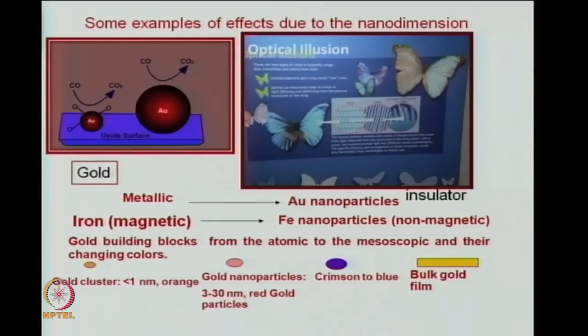You can also see optical effects. For example, if you look at this butterfly, it has blue color as well as brown color on its wing, and the color actually changes because there are some nanostructures on the wings of these butterflies. Now, these nanostructures interact with light in a manner such that if you change the dimension of the nanostructures, the wavelength of light which is scattered will change, and hence you see a different color.